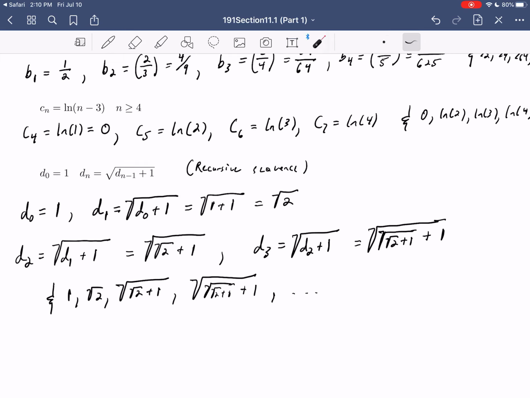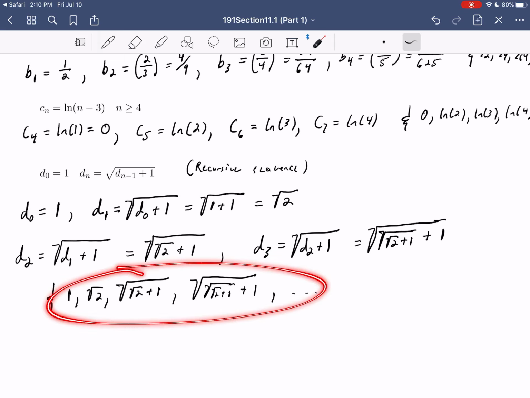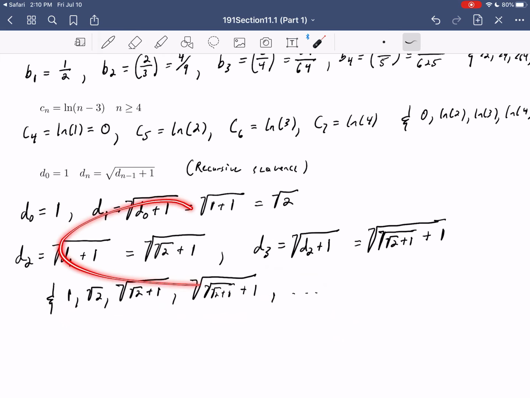But it will turn out that by the end of the next video, we'll actually be able to analyze the limit of this thing. Where is this thing headed in the long run? Even though we don't have an explicit formula for what d sub any n is. We only know d sub n in terms of the previous one.